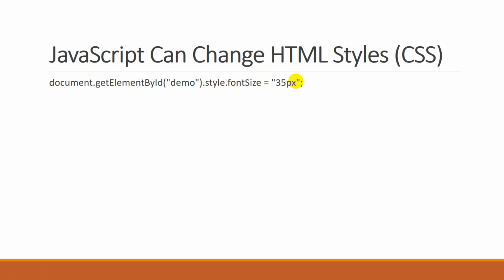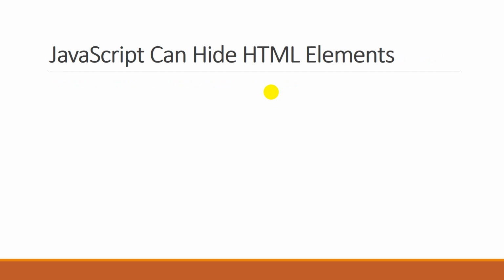So far we have learned that JavaScript can change the content of our HTML elements, the attributes and their values, and the styles. And then JavaScript can hide HTML elements. This is how to do it. Again, using the style, we can set the display to none. If you are familiar with CSS, you understand what this code is doing. If not, please take a look at my CSS tutorial on my YouTube channel.